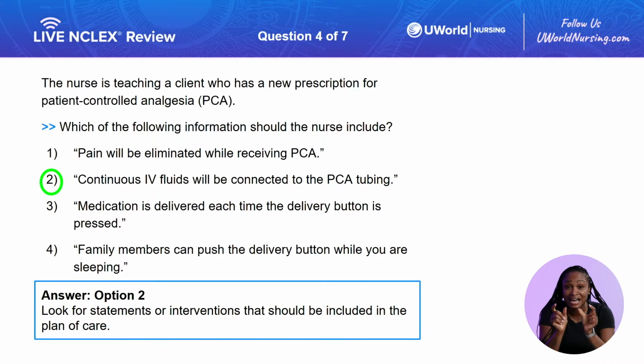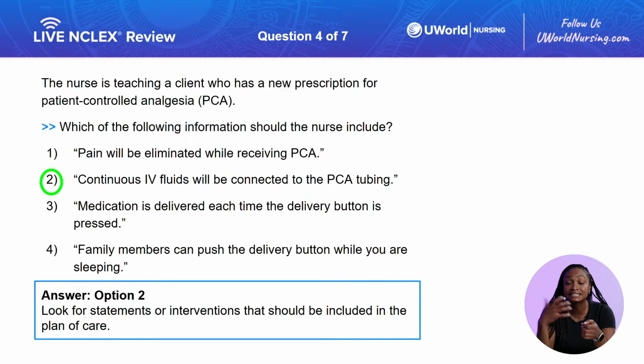Option 3, medication is delivered each time the delivery button is pressed. Again, with the timing in these answer choices, you have to be very careful. This is incorrect because each time is setting the client up for respiratory depression. So there's usually, and it's a part of the doctor's orders, a lockout period and a max amount of medication that a client can receive in an hour or so's time.